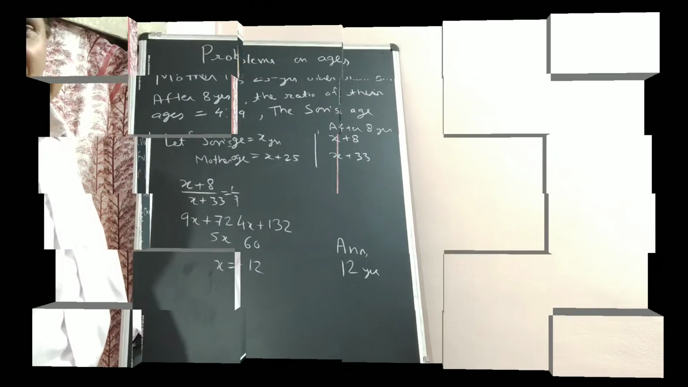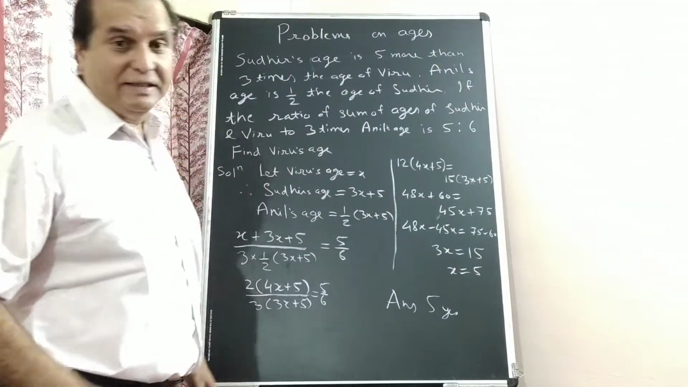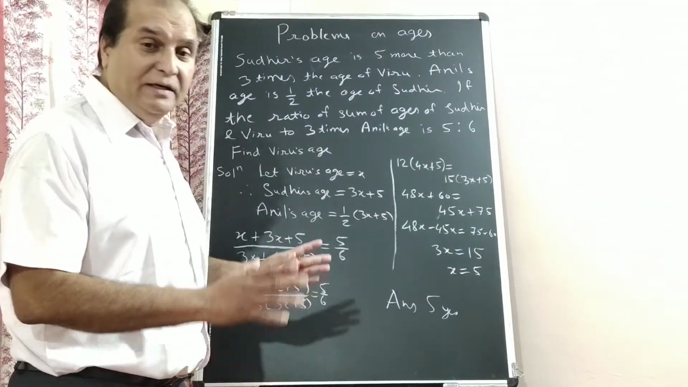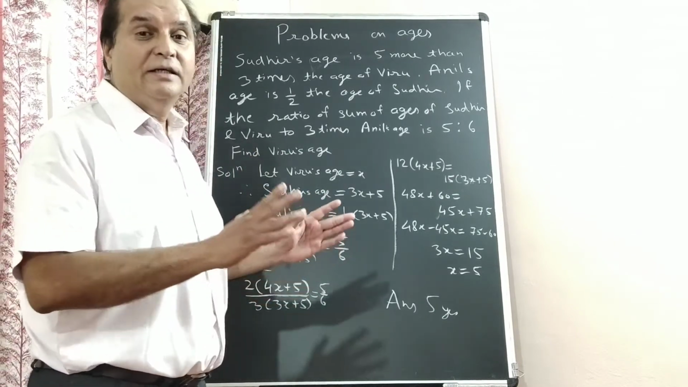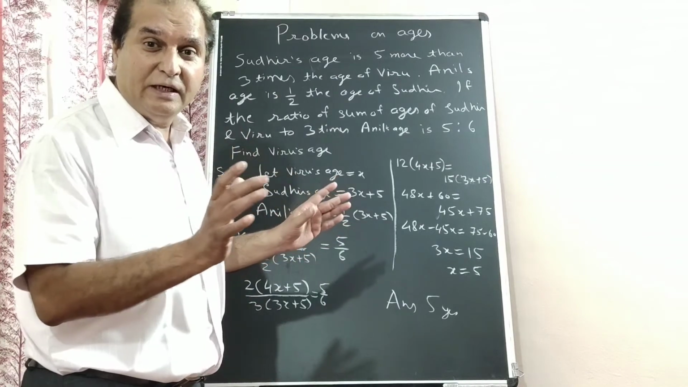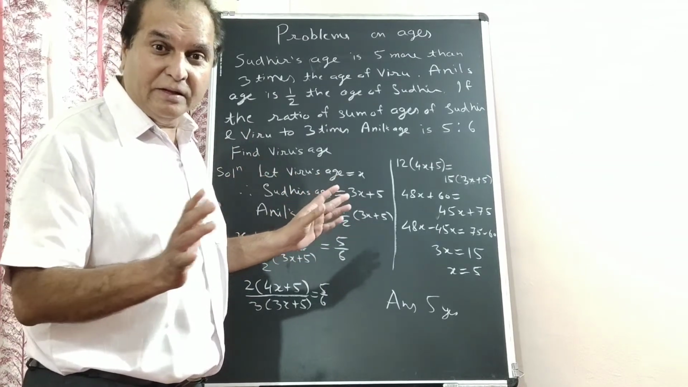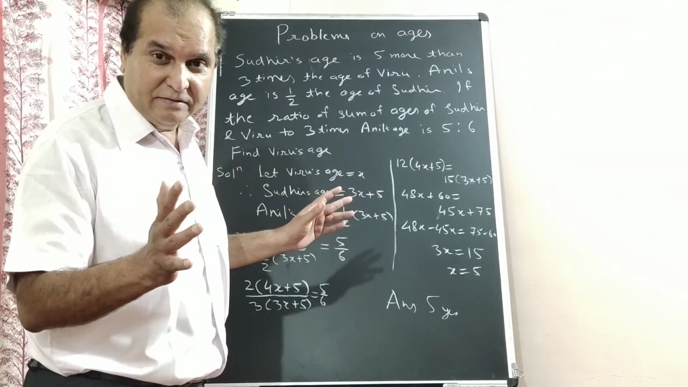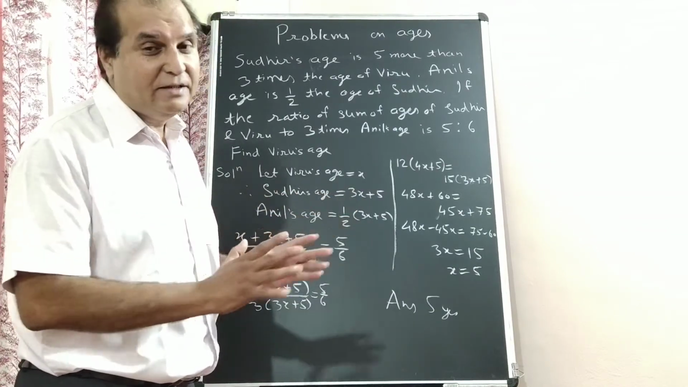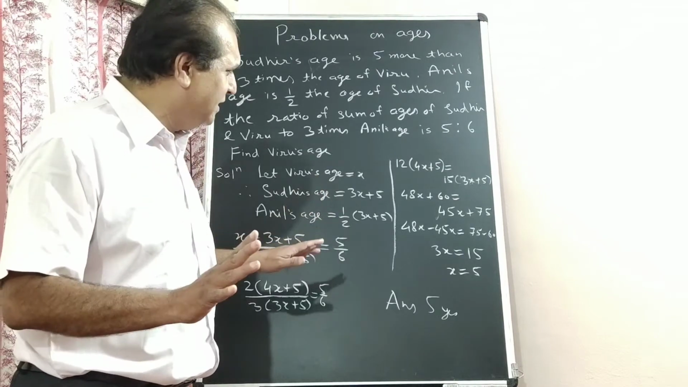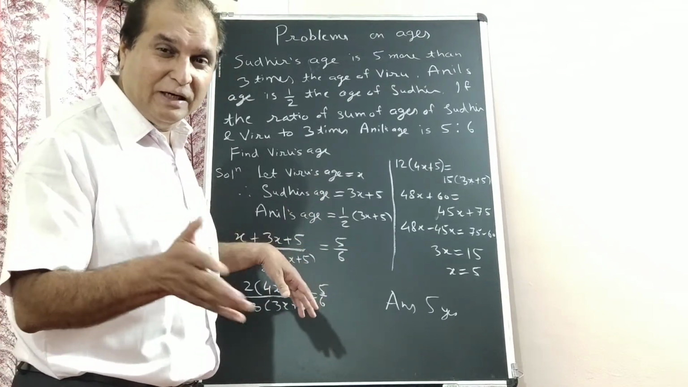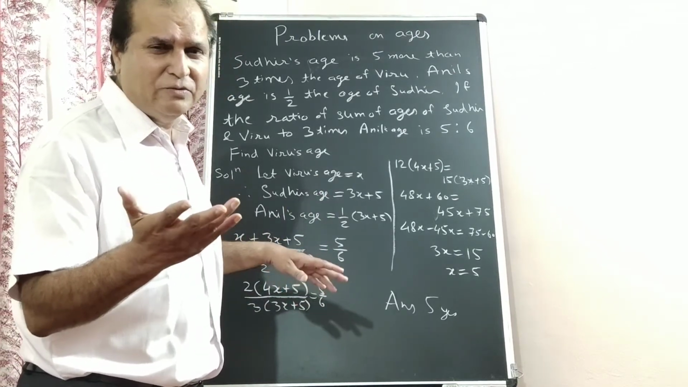We'll go ahead with the next sum. Students, such sums you must read carefully. Understand the meaning of each word, each statement, and only then go for the condition. If your framing is correct, your answer will be correct. So do it step by step, slowly. While practicing, once you understand, you can do fast sums.